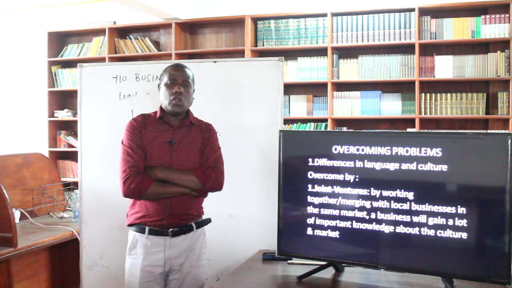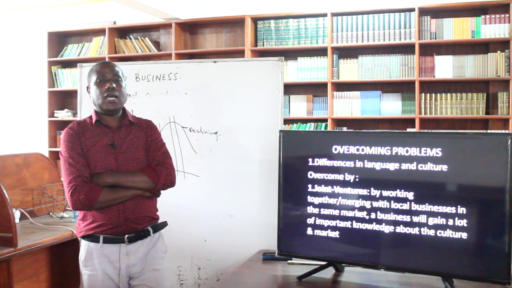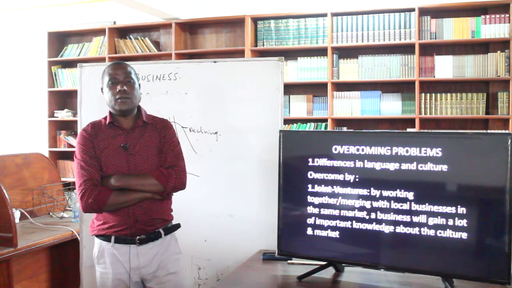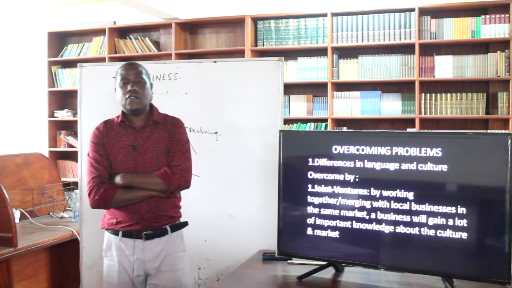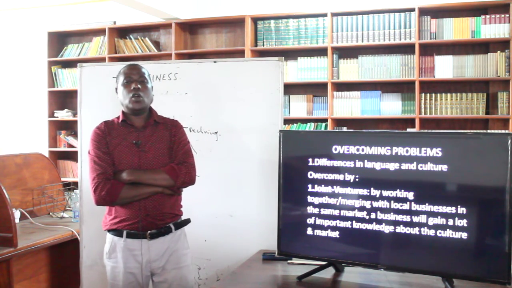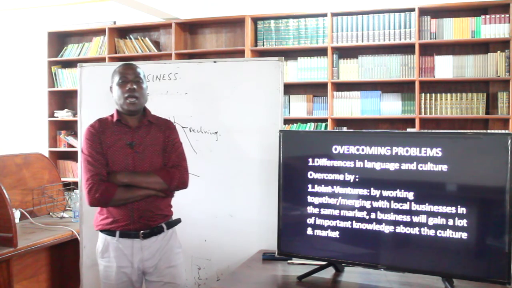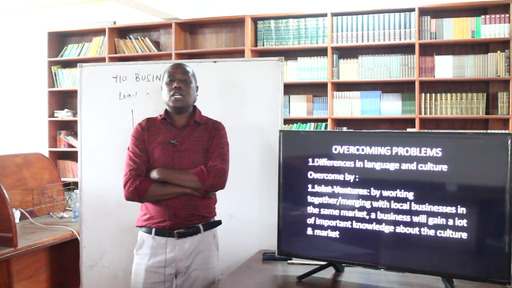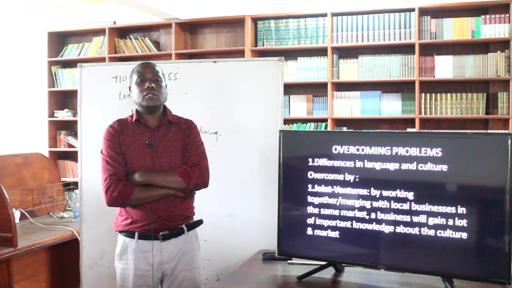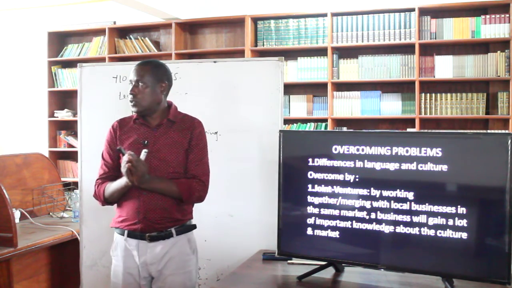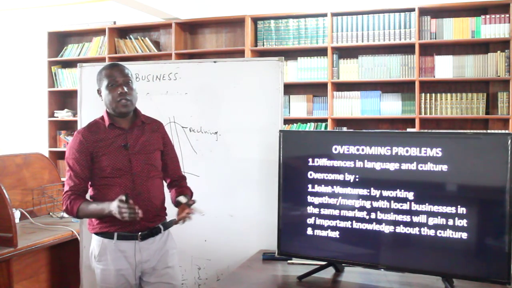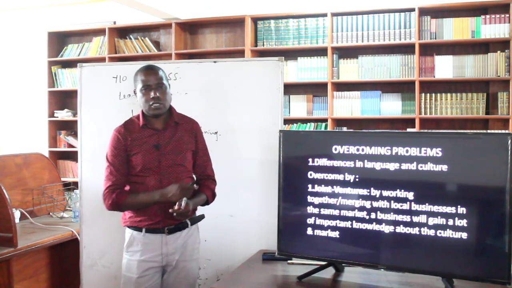Number one, the problem of differences in language and culture, right? How do you overcome that problem? Number one, by having what we call joint ventures. So by working together, merging local businesses in the same market, a business will gain a lot of important knowledge about the culture and market. So when you start joint ventures with those businesses abroad, you will gain some important knowledge about the culture of those people, the foreign lands, and about the market.